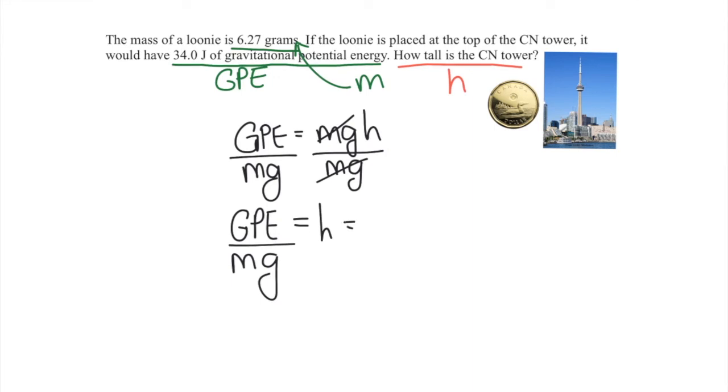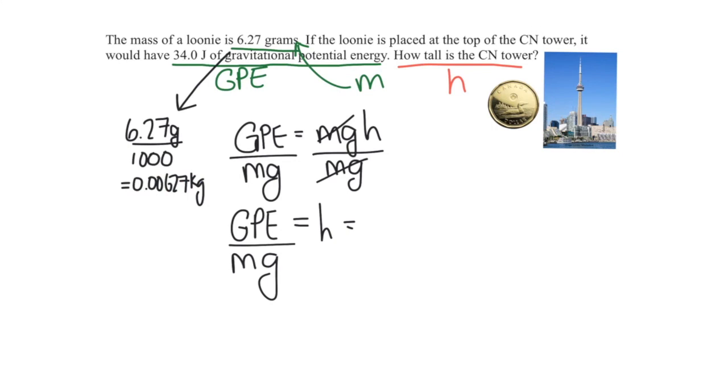Now I can start plugging in these numbers, but what I want to be careful of is this is given to me in grams, and I have to make sure that's in kilograms. So I'm going to have to convert that. To do that conversion, we can divide that by 1,000, and we end up with 0.00627 kilograms. All right, now I can go ahead and plug all of this in.